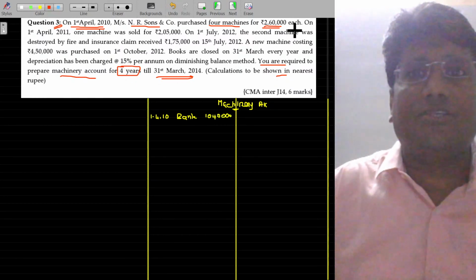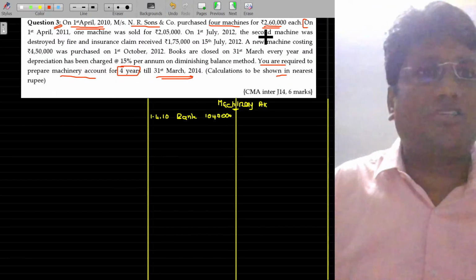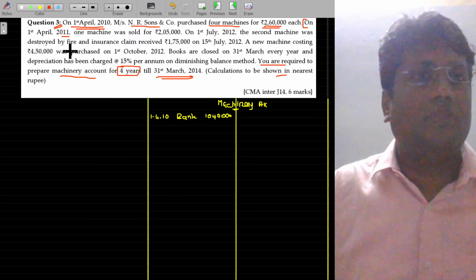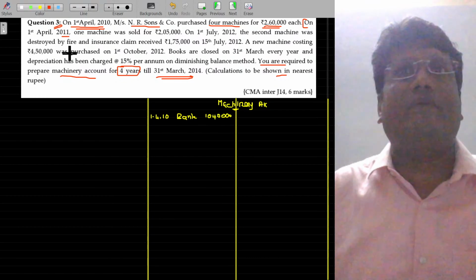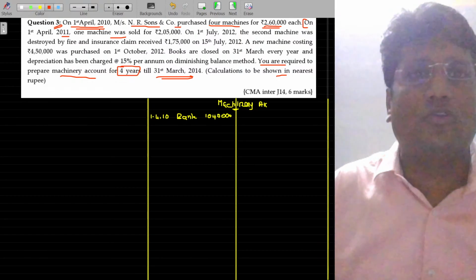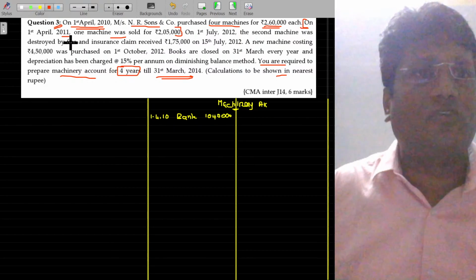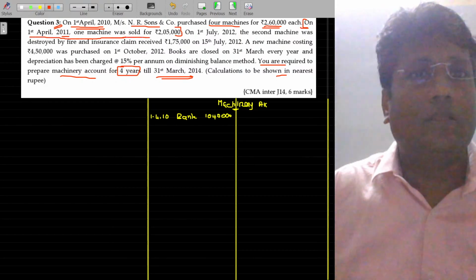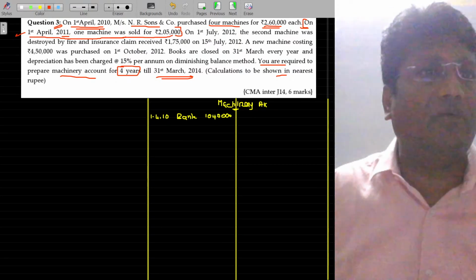And what are the other things there? On 1st April 2011, which is all about 11 and 12, the second year, one machine was sold for rupees 2 lakhs 5,000. This information is for the second year. I never care about this for the first year's working. This is for the second year.